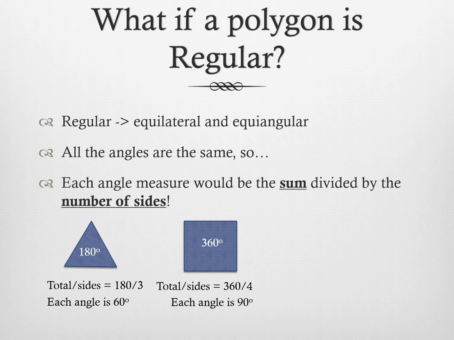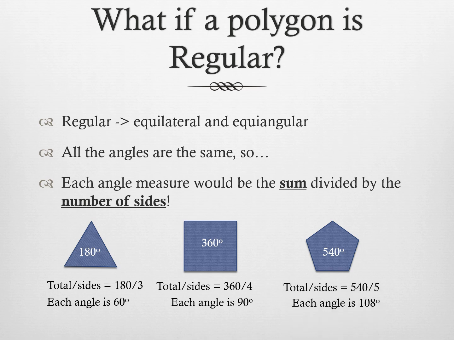But what about a pentagon? You probably haven't thought about what each angle measure of a regular pentagon is. So then we have 540 as our total, divided by the 5 for the number of angles. So each angle of a regular pentagon is 108 degrees.